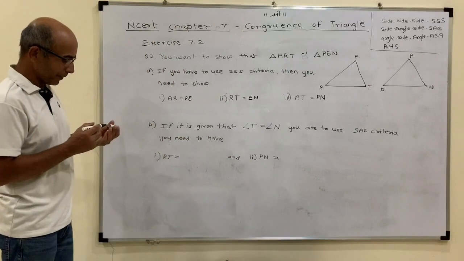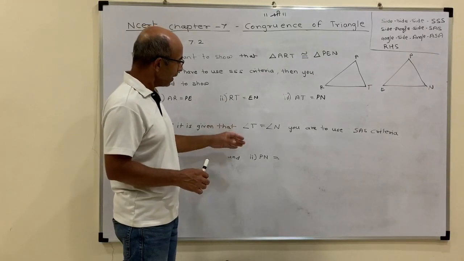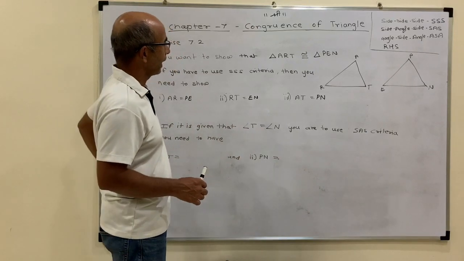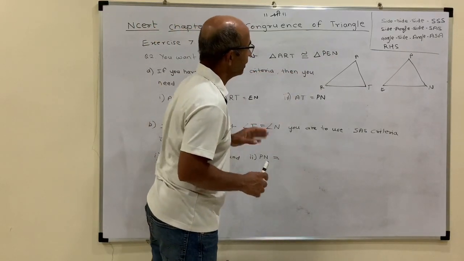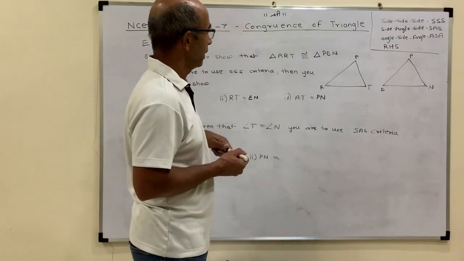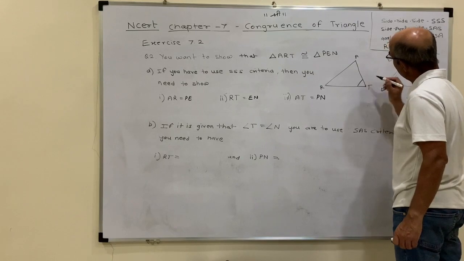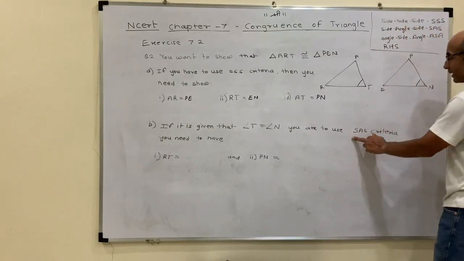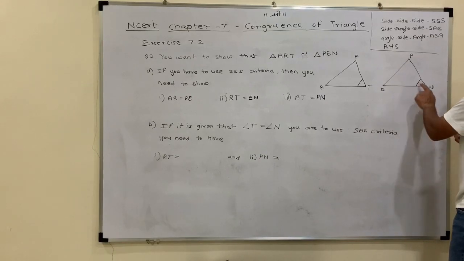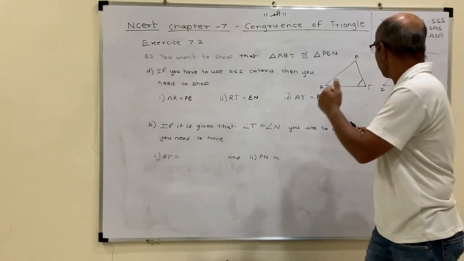Now, if it is given that angle T is equal to angle N, here we need to be a little careful. This is the given: angle T is equal to angle N. The rule they say to use is side angle side. So we need to find out what they have given.